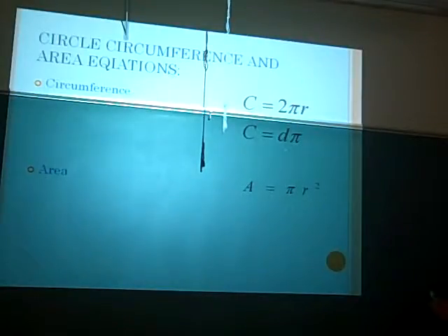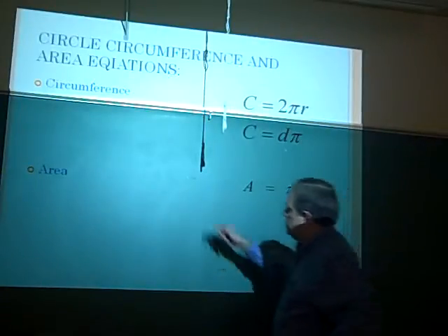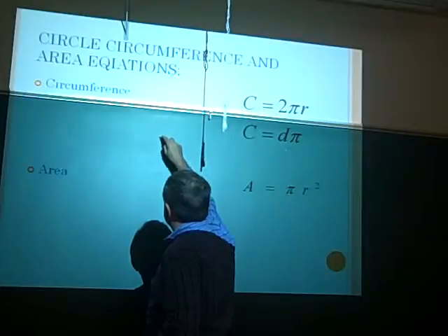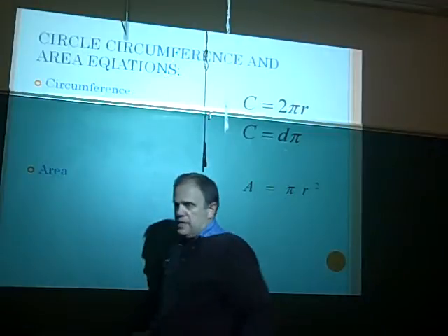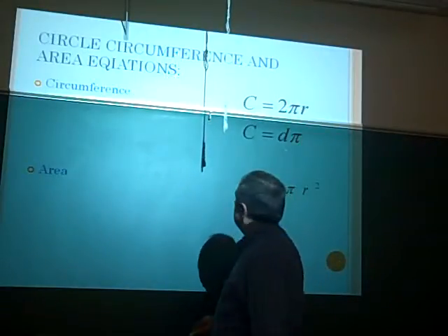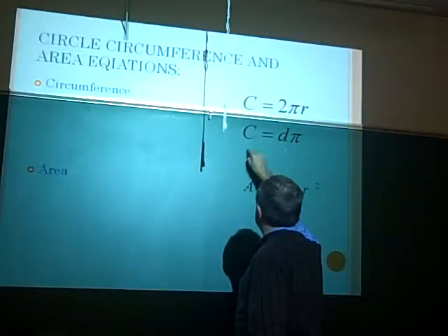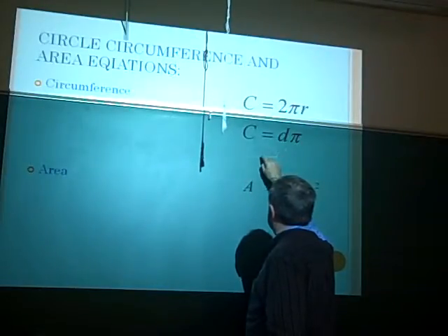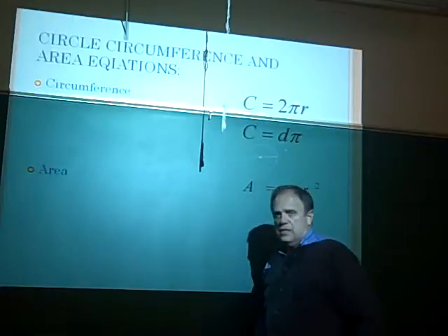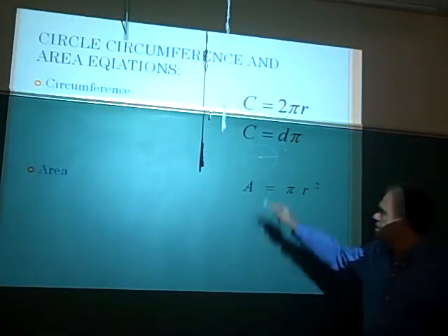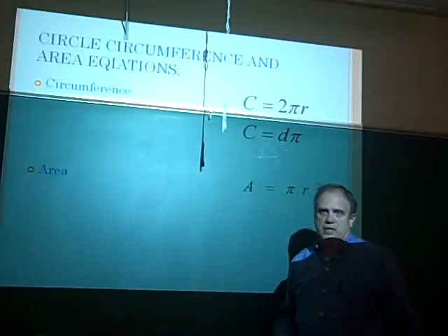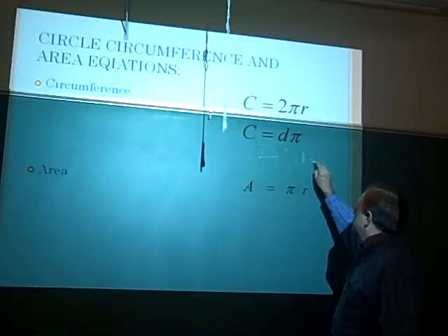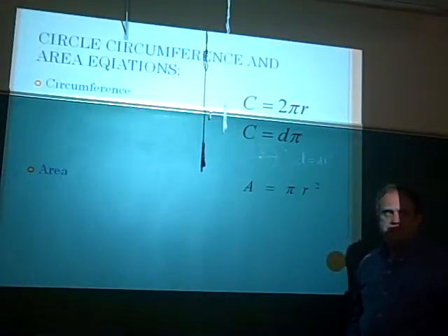And that's 2 times pi times the radius. The radius is from the center of the circle out to the edge of the circle. Okay, and that's our radius. Whereas the diameter of our circle goes from one side all the way across through the center to the other side. So we can say that the diameter is twice the radius. Diameter equals 2 times the radius.